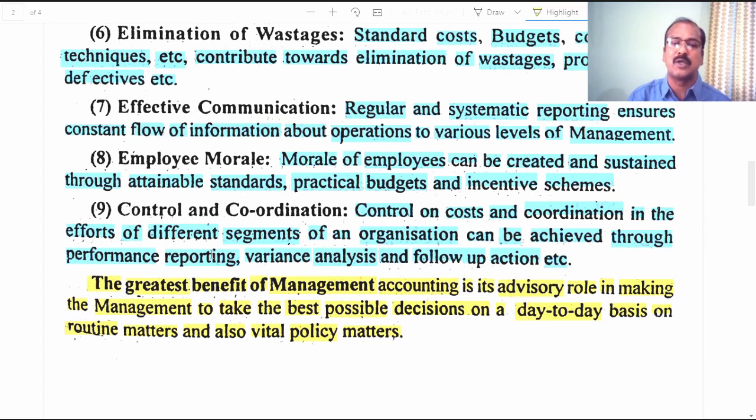The ninth advantage of management accounting is control and coordination. Control on cost and coordination of the efforts of different segments of an organization can be achieved through performance reporting, variance analysis, and follow-up action done through management accounting.